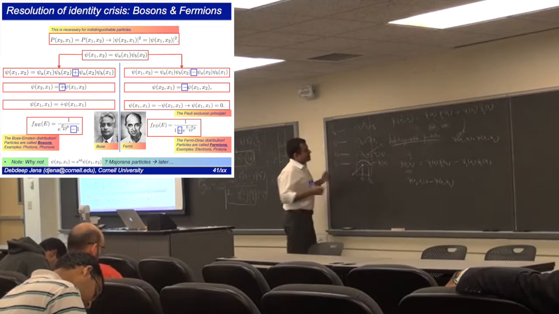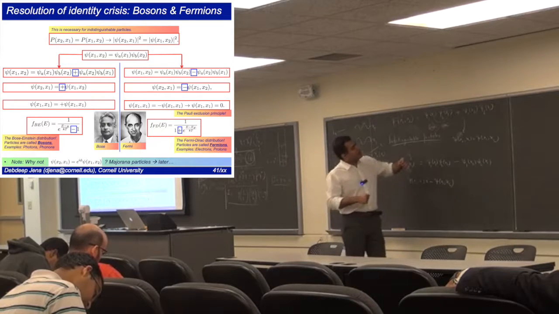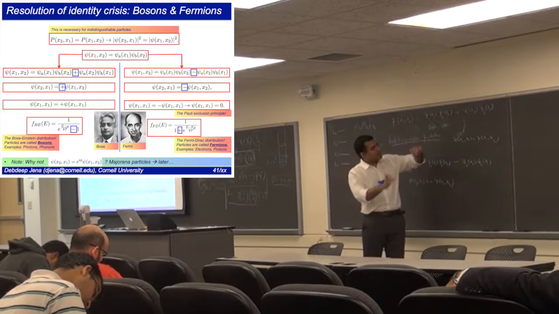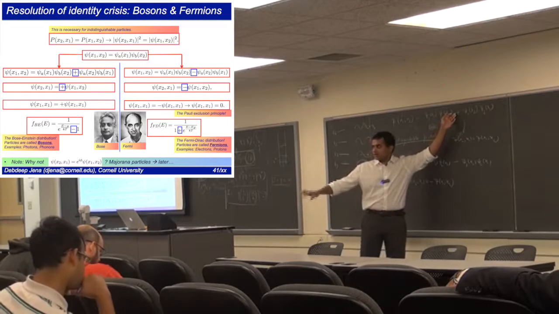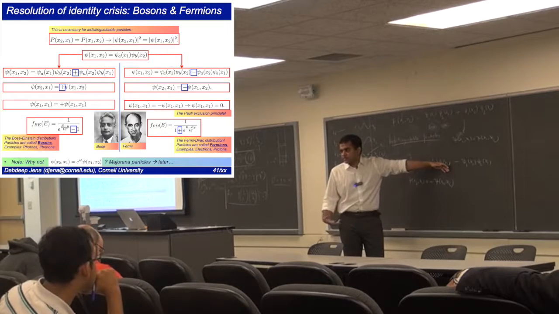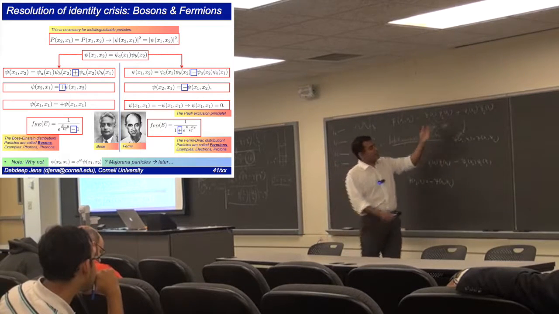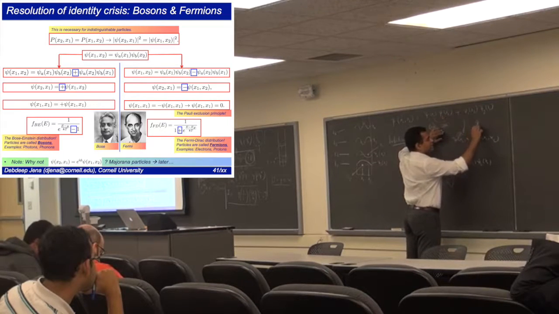It's saying that if you have indistinguishable particles, there is one category of particles that will take this plus sign, and there's another category of particles that will take the negative sign. That's what it's trying to say right now. And the particles that will take the plus sign are going to be called bosons.